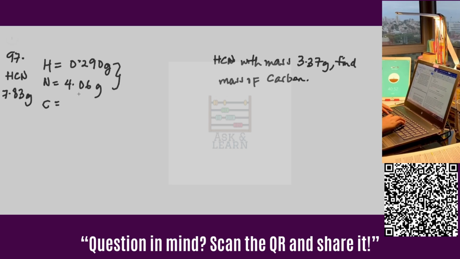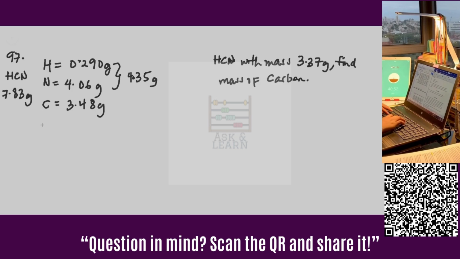So all we have to do is subtract the sum of this from the total mass of this compound. So adding 4.06 and 0.29, we end up with 4.35 grams. So 7.83 grams minus 4.35 grams should give us the mass of carbon. And this is going to give us 3.48 grams. So that's the mass of carbon we have.